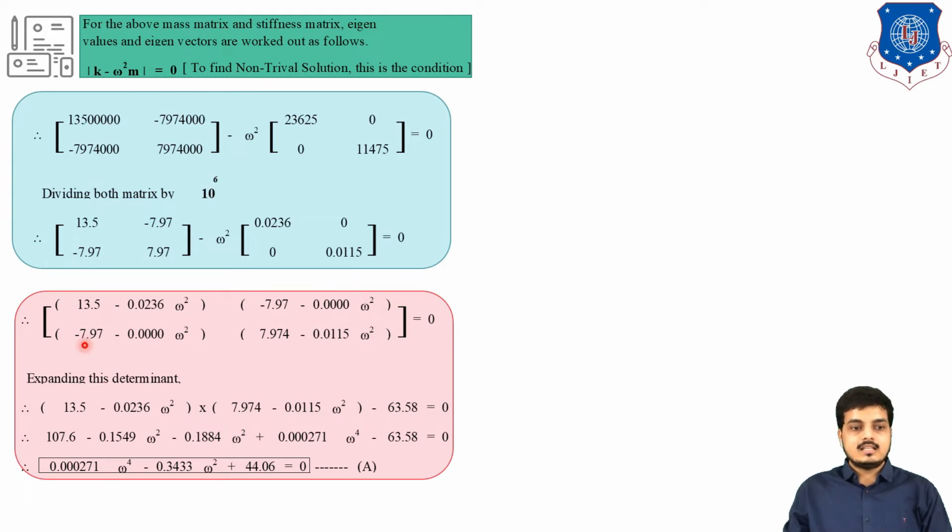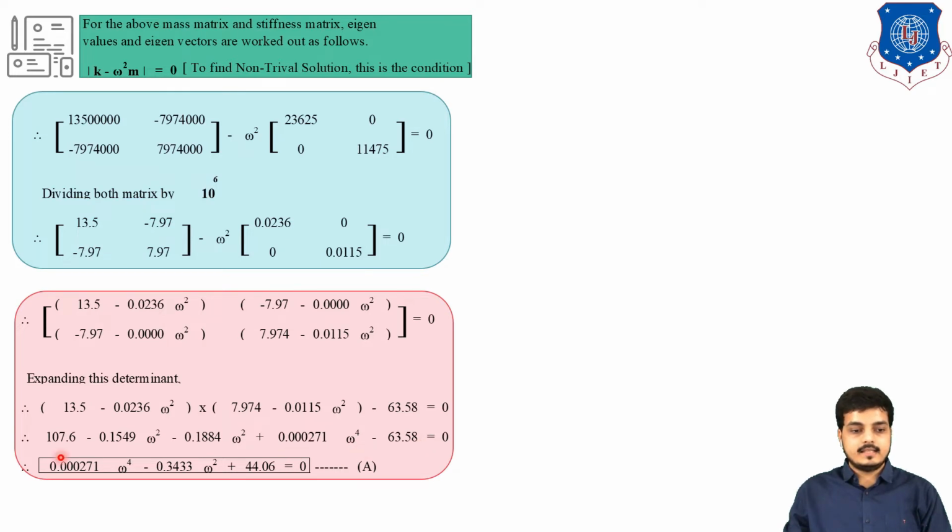So ultimately 7.97 multiplied by 7.97 comes out to be 63.5. Minus minus plus. Now these two terms need to be multiplied: 13.5 multiplied by 7.974 comes out to 107.6. 13.5 multiplied by this, I get this. This multiplied by this, I get this, and this multiplied by this, I get 0.000271 omega raised to 4. Why omega raised to 4? Because here it is omega square and here it is omega square. So ultimately it is omega raised to 4, and this term is as it is.